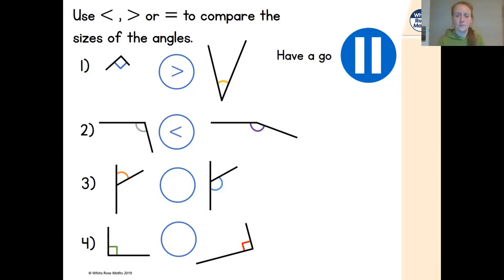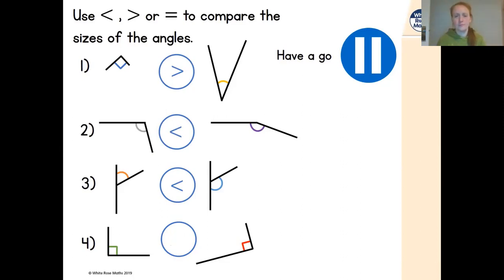Number three, we've got the same two sets of lines there on the left and the right, but the angle shown is different, isn't it? On the one on the left, the smaller angle is shown, and on the one on the right, the larger angle is shown. So the angle on the right is larger. Those two angles added together would be half a turn, wouldn't they? So they'd be 180 degrees.